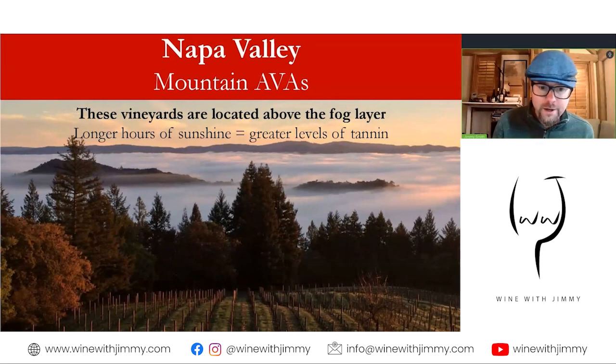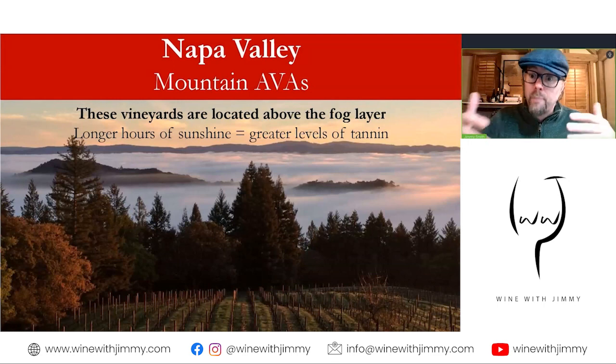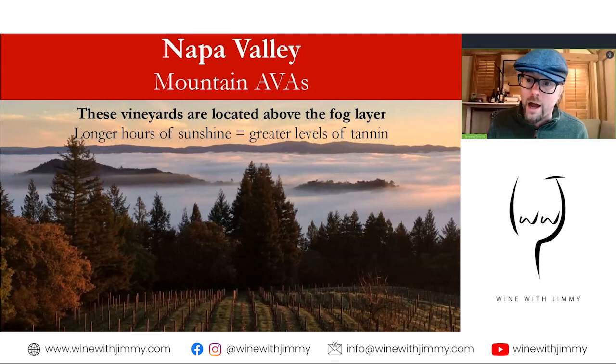So I've got a picture here, which is actually taken from Howell Mountain, but you'll see that the fog layer goes up to a certain height. It's around 1,400 feet, so around sort of 400 odd meters. So with this, it means that the mountain AVAs, a lot of the vineyards actually lie above this, what we call fog line or fog layer. So being above this fog layer means that they are not consumed by the fog, and therefore there is no dilution of sunlight. So it sits above it.